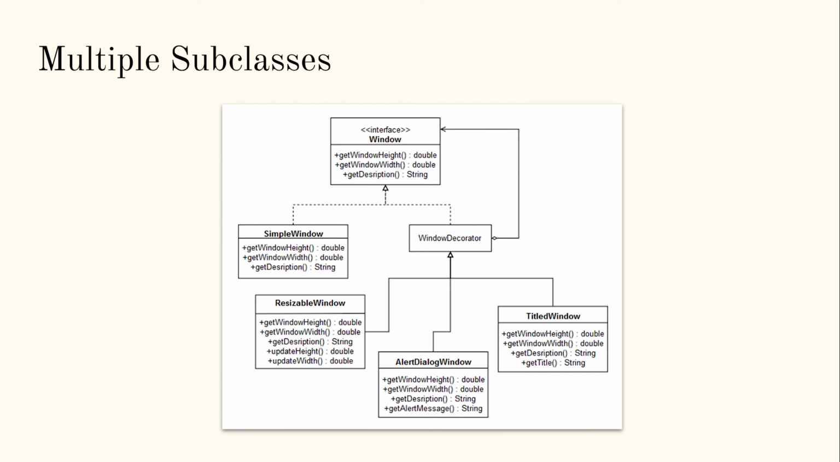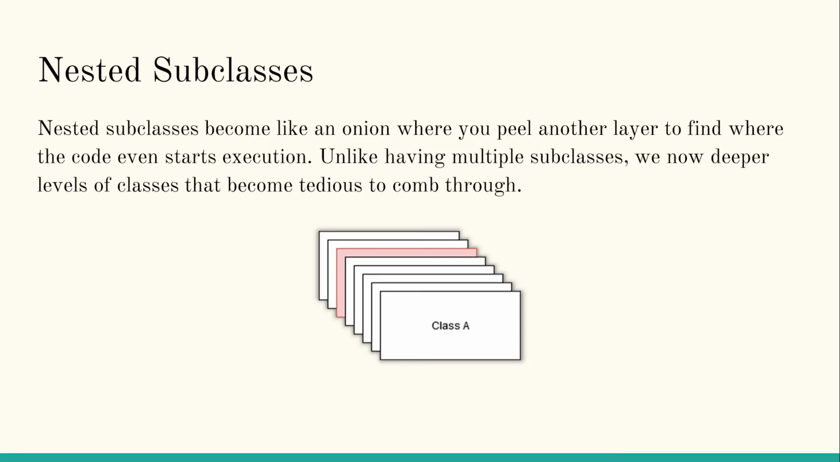Here's a little brief diagram of the classes I just made. And then lastly, a nested subclass, similar to the previous example, except this time with a nested subclass, you have multiple layers that you would have to comb through to find where things are, to find where things start, and it just becomes tedious for developers.